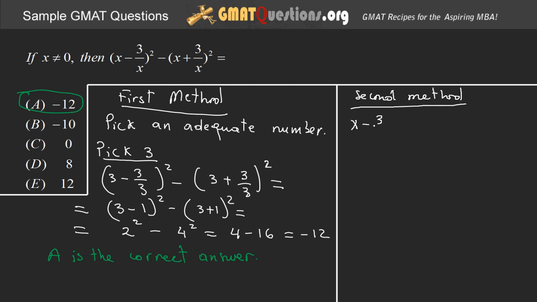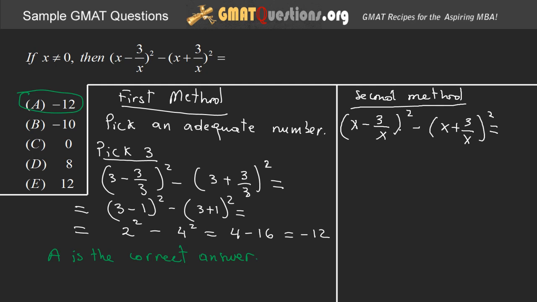(x minus 3) over x squared, minus (x plus 3) over x squared. Many people would be tempted to essentially expand this. Expand it: (a minus b) squared. You know what it is? Minus (a plus b) squared.